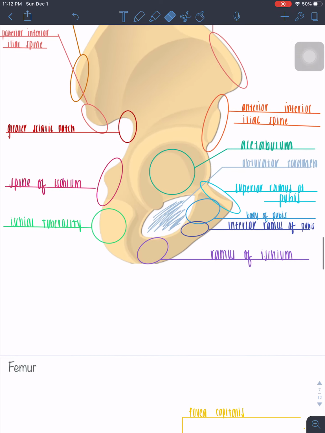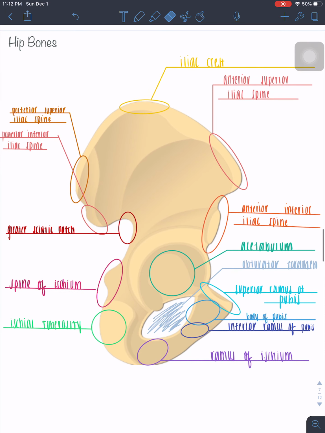Next we have hip bones. For the hip bones, there is the iliac crest. Then there is the anterior and posterior iliac spine. But if you just remember which side is posterior and which side is anterior, you can easily get the hang of which one's superior and which one's inferior.